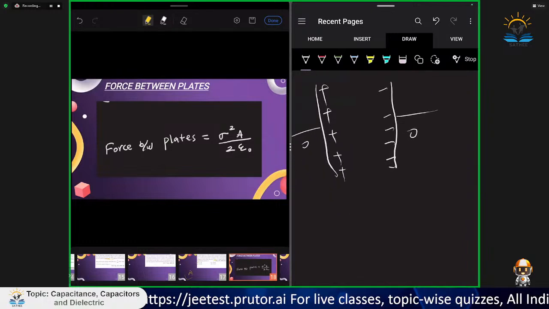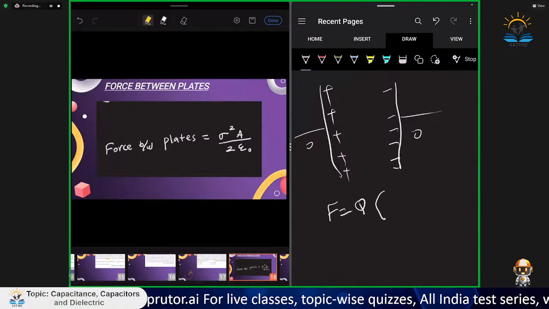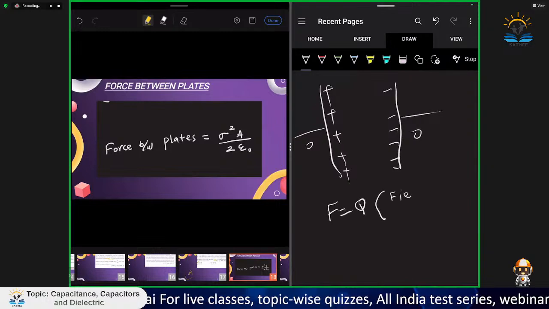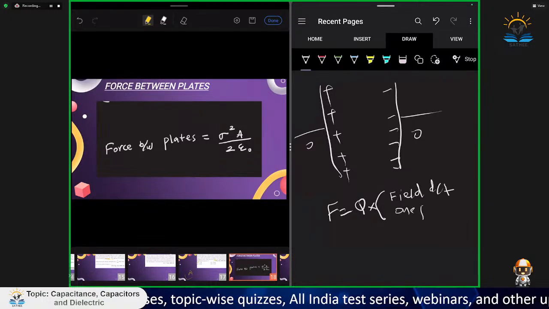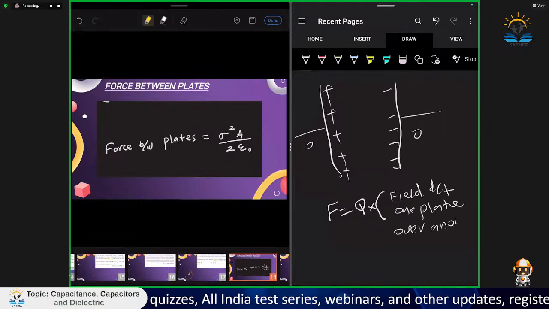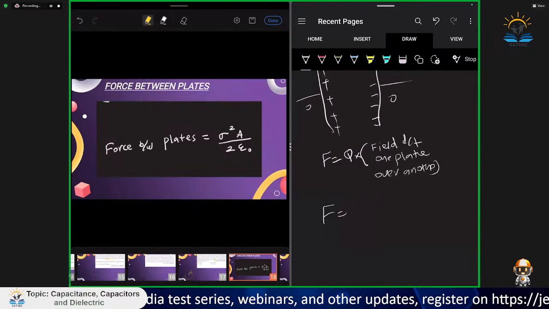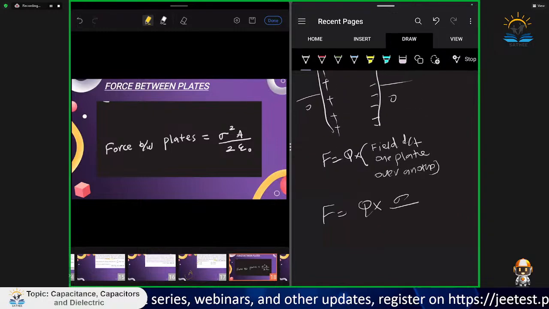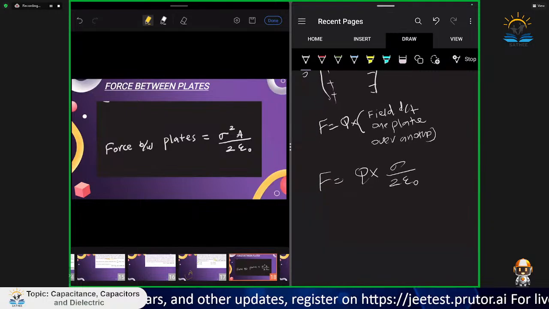Yes, force will be what? Force is equal to Q into the field due to one plate over another, right? So F is equal to Q into sigma by 2 epsilon, because of one plate, right?